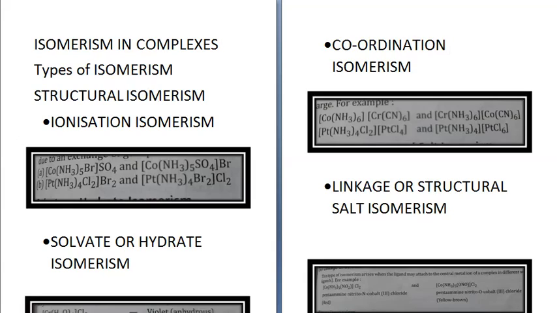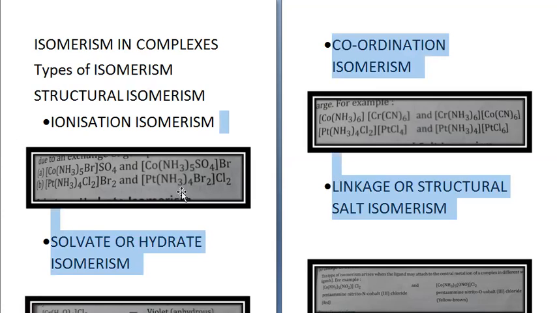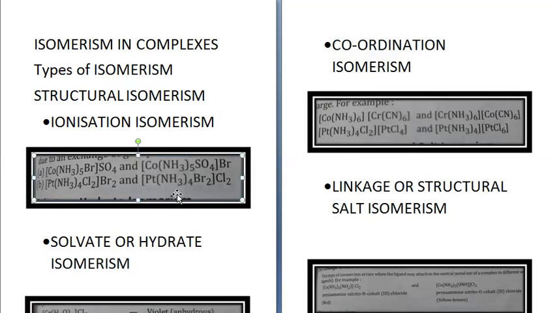Now let us start with structural isomerism. First is ionization isomerism. You know, structural isomerism is isomerism which arises due to difference in structures of coordination compound. Now in this, the first type is ionization isomerism. In ionization isomerism, the compounds which have same molecular formula but give different ions in solution are called ionization isomers, and it is due to exchange of groups between coordination sphere and ionic sphere.